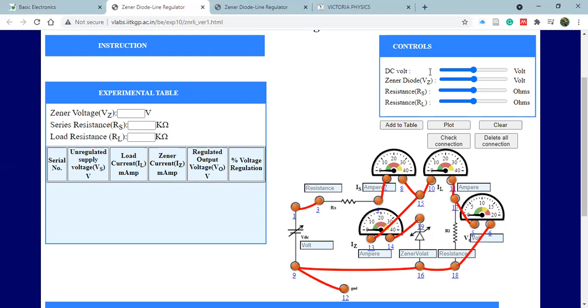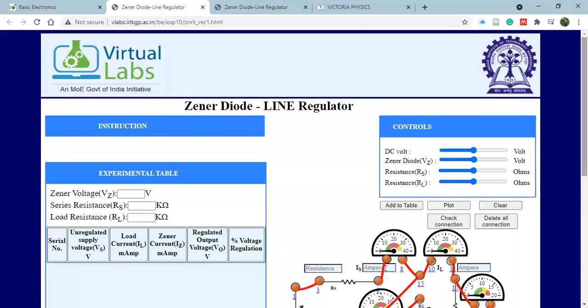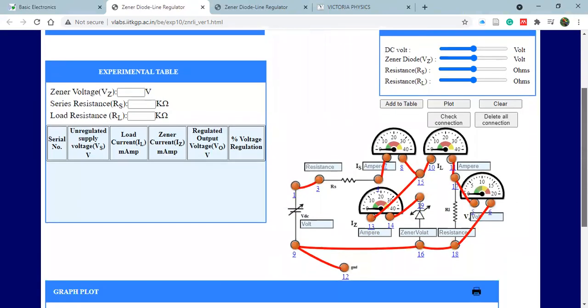Change the DC voltage from 0 to say around 20 volt. And each time you vary the DC voltage, don't forget to click on add to table so that your readings are noted down in the tabular manner. And then finally, when you are done with your reading, just click on plot. So entire thing is same. I hope this line regulation is quite clear to you by now.